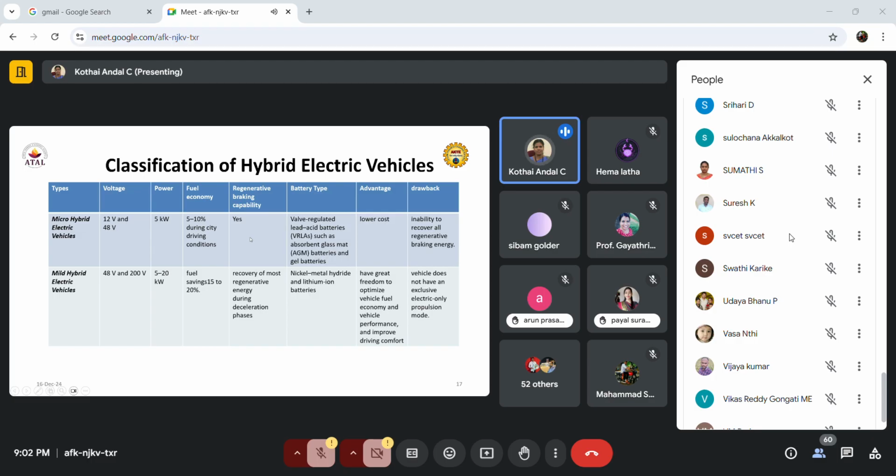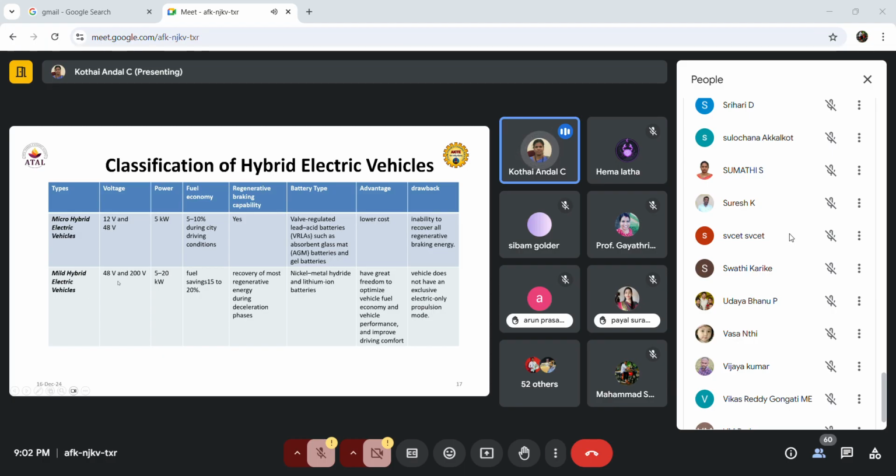Regenerative braking is possible here, but not to a large extent; it is less. The battery types used for micro hybrid electric vehicles are lead acid batteries and gel batteries, and the cost is low. As I told, complete recovery through regenerative braking is not possible here, so we can regenerate the battery only a little bit.